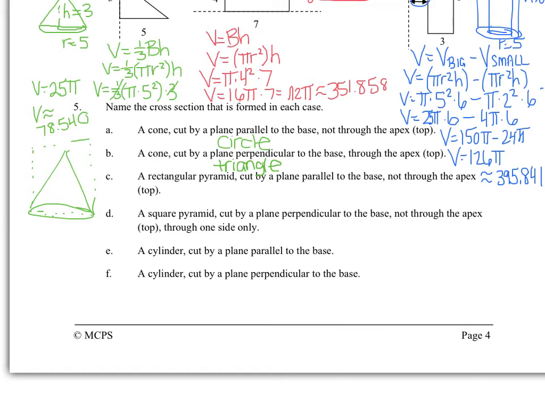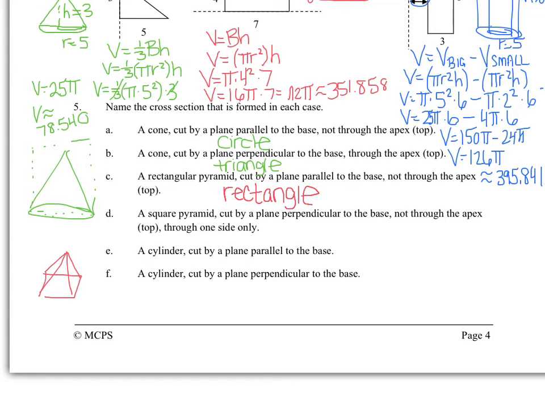Next, we have a rectangular pyramid, and it's cut by a plane parallel to the base, not through the apex. So if it's cut parallel to the base, it's going to be the shape of the base, which is going to be a rectangle.